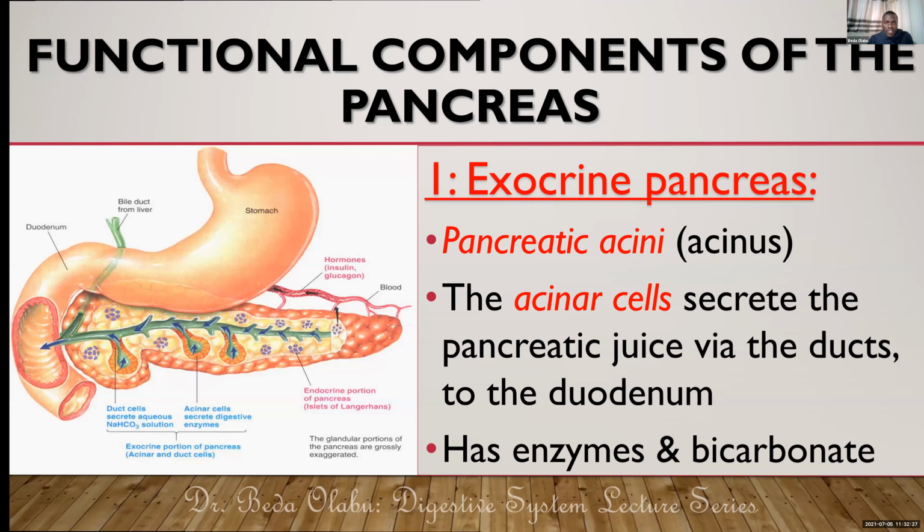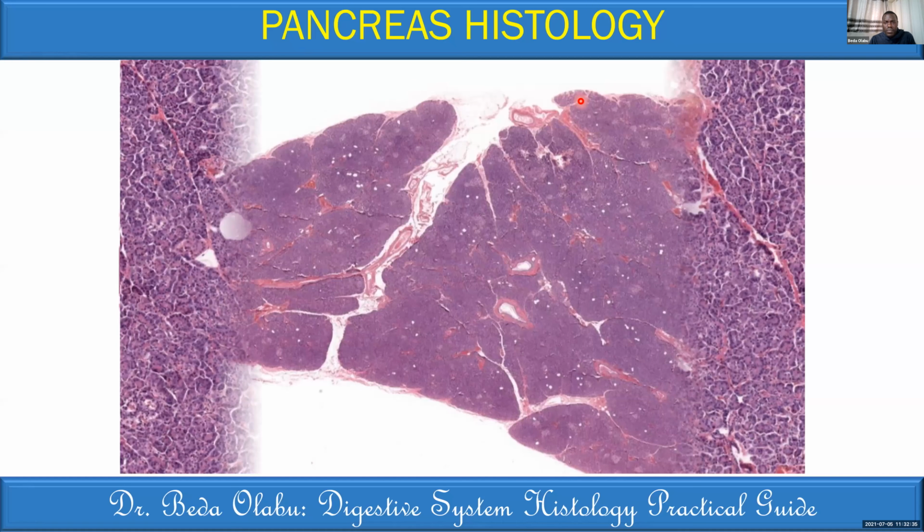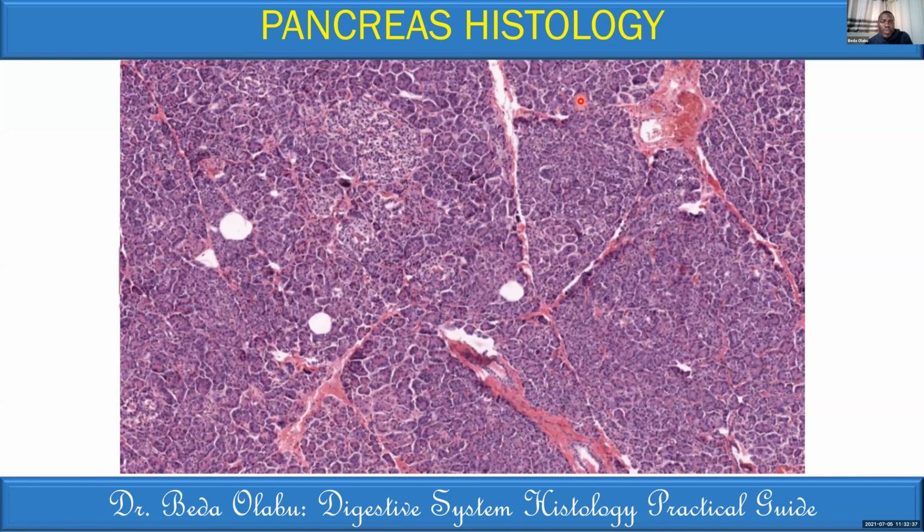This is how pancreas will look like histologically. It's a lobulated organ, as you can see, encapsulated, lobulated. You may easily confuse it with parotid gland, especially now that you are still seeing scattered adipocytes. You can still see lobulation.